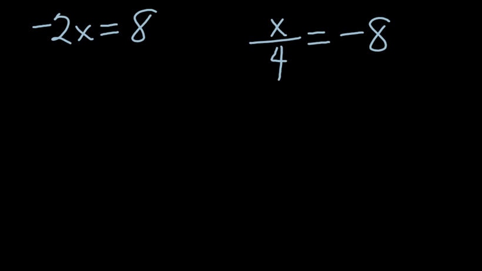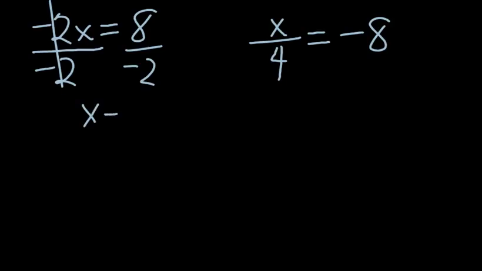Now, let's try these two. In the first one, we have negative 2 and x multiplying, so we're going to do the opposite, which is divide. We're always going to divide by whatever the number is with the x, because that will make it cancel. So that cancels. That leaves us x equals negative 4, because 8 divided by negative 2 is negative 4. Check it.